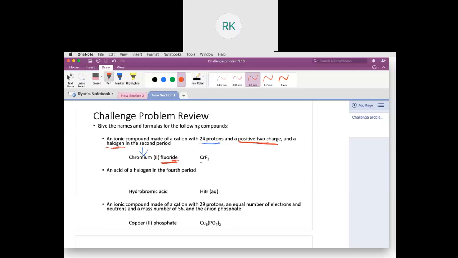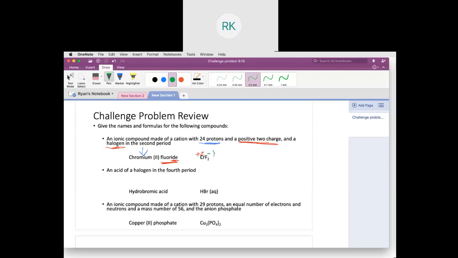Now, when we're writing the chemical formula, remember that ionic compounds always need to be neutral. So chromium, our positively charged atom here, we know from the word problem, has a +2 charge. And halogens like fluorine always have a -1 charge.